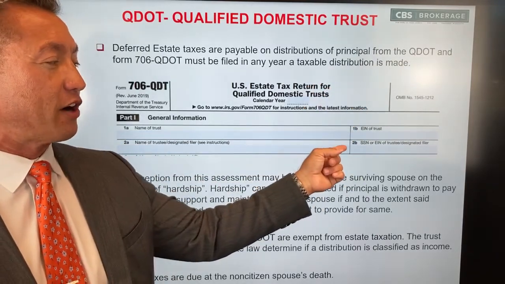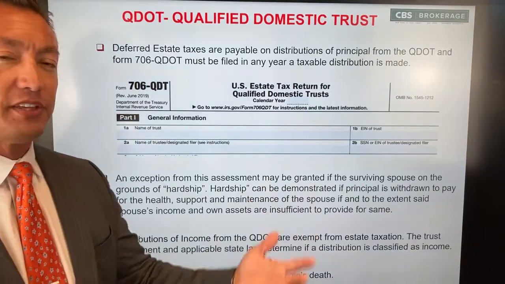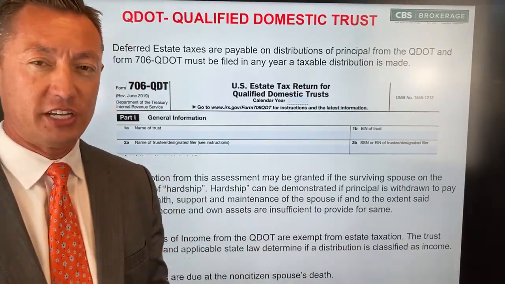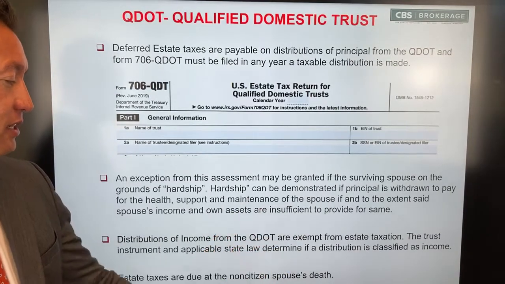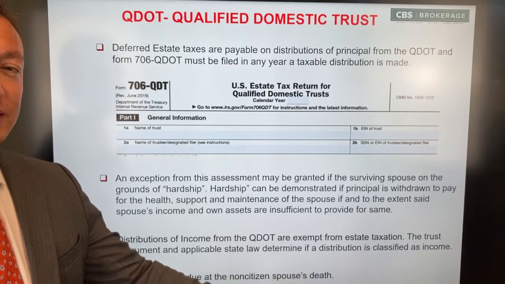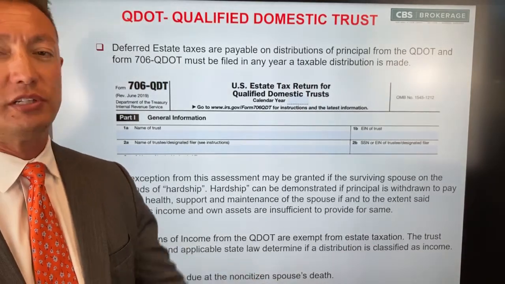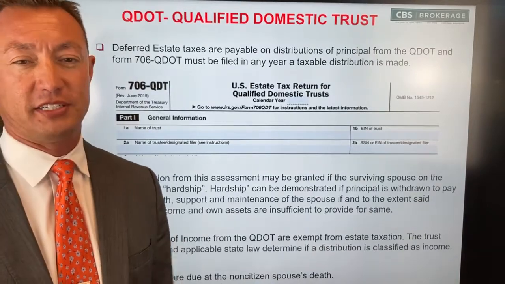And the exemption for hardship would be if there were not enough assets in the surviving spouse's estate to pay for things like health, maintenance, education, and support. And they must not have enough in their own personal assets to pay those things. But at the surviving spouse's death, those assets are estate taxable, and they're included in the gross estate of the deceased second spouse, the non-U.S. citizen's estate.